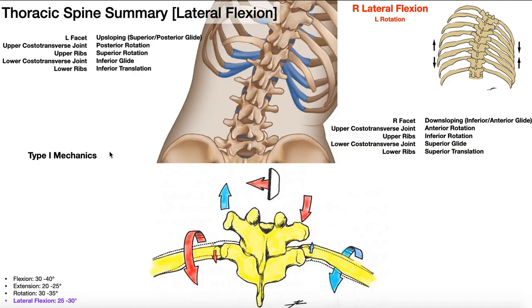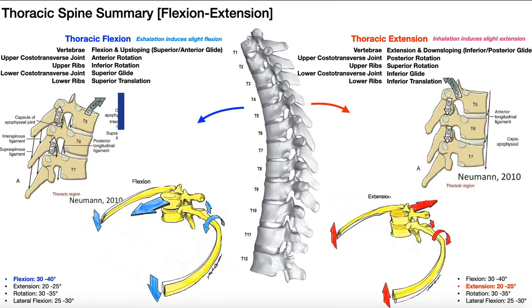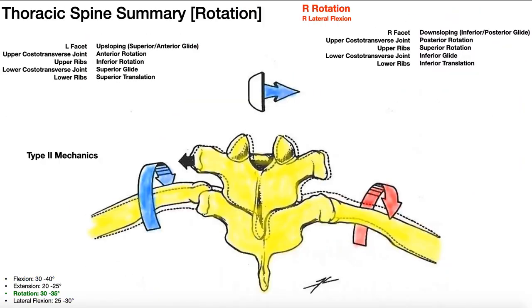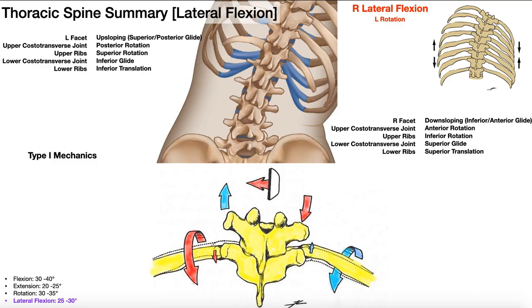In this video, we're going to continue talking about movements of the thoracic spine and how they affect movements of the ribs. We talked about flexion and extension in the previous video. Now we're going to do lateral flexion and rotation. So we're going to review a few things here before we get into the mechanics.